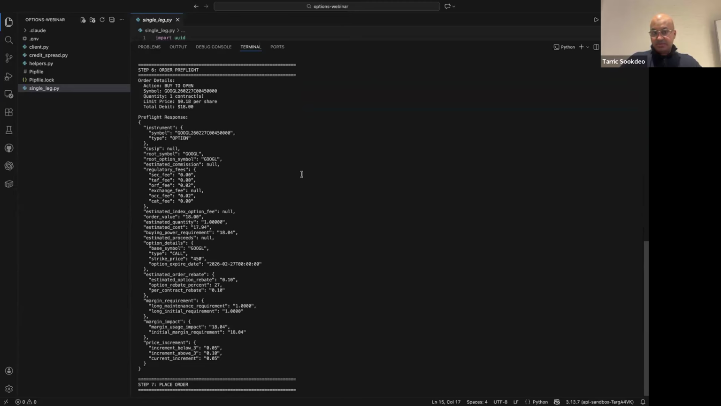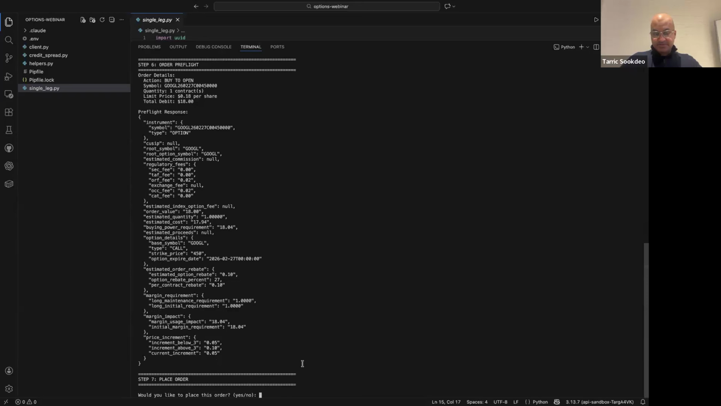The pre-flight lets you know the risk to your account, how much it'll cost if you're able to place a trade, as well as any fees, or as Matthew mentioned, the rebates. In this case, it's one option contract at the top tier, which will be 10 cents in rebates. If all of this looks good, you can simply in the script type yes or no to place a trade.